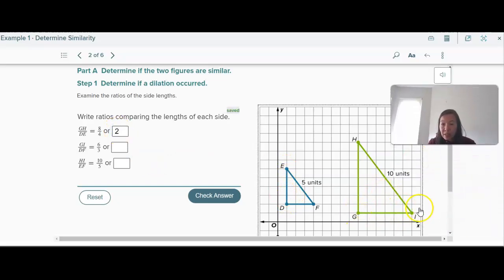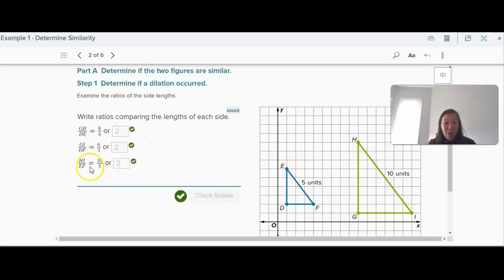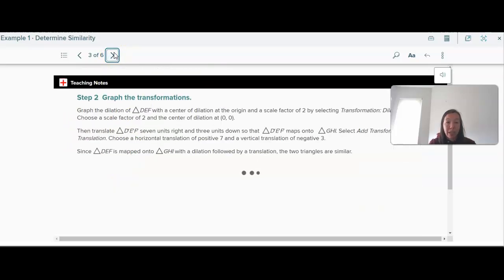GI is 6 units. DF is 3 units. If we divide those, we get 2. HI is 10. EF is 5. If we divide those, we get 2. So if all of these ratios are the same, of the side of the image divided by the corresponding side of the pre-image, then it is a dilation. And this number here is our scale factor. So important to note that you put the image on top and the pre-image on bottom. And if you do that and they're all the same, then that number there is your scale factor.